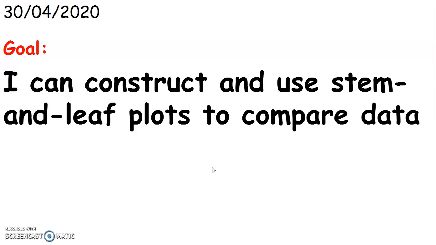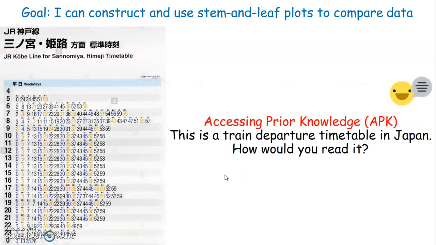Okay, so to get you thinking, I found this picture of a train departure timetable in Japan, and I thought that it was quite interesting. I want you to have a look at it and think about how we can read this timetable. Now, you may have noticed that this kind of looks like a stem and leaf plot, right?